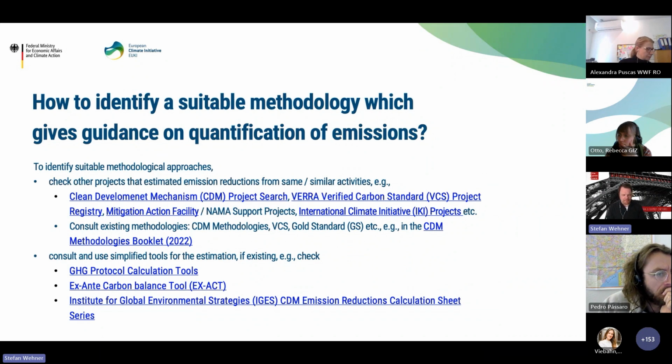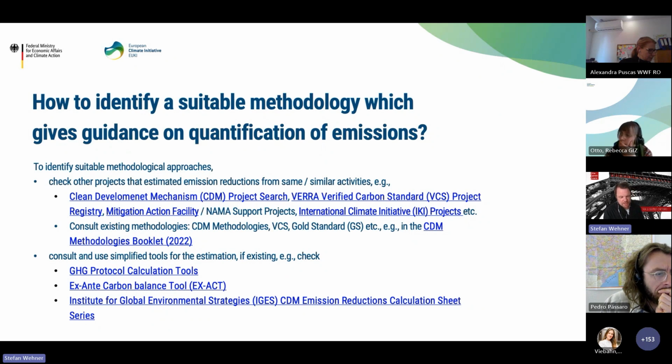If you have a specific sector, there are also ready-to-use tools out there. For example, FAO has developed the EX-ACT ex-ante carbon balance tool for the agriculture, forest, and land use sector. It's quite complex, but it gives some ideas on how to use it. And if you have, for example, a set of changes in agricultural practice, then that could be used.